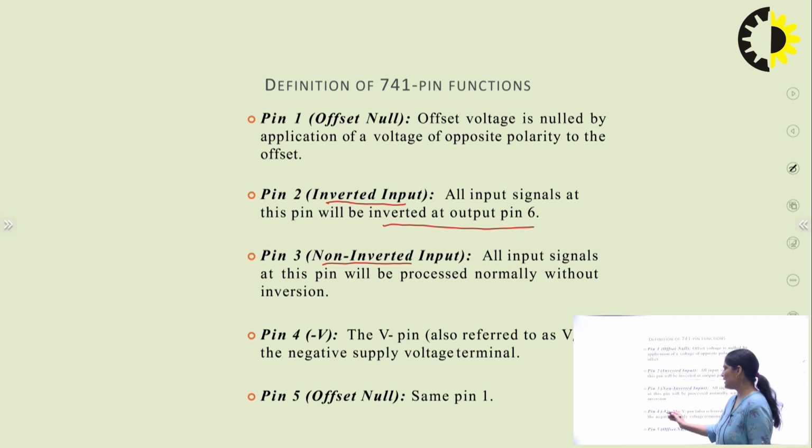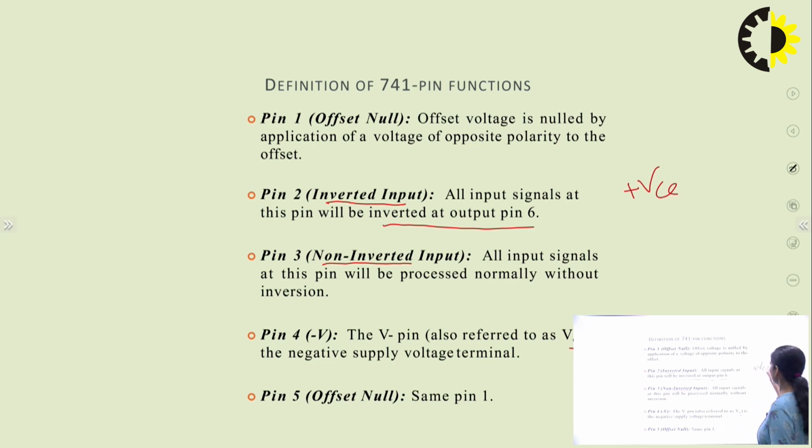Now, pin 4, minus V, also referred to as minus VCC, is the negative supply voltage terminal. There are two supply voltage terminals, plus VCC and minus VCC. So here you are using minus VCC for pin 4. Now, pin 5 is offset null, the same as pin 1.